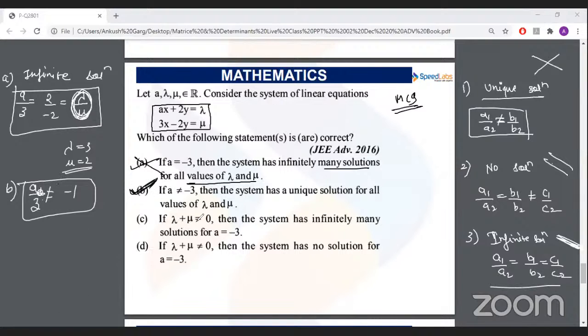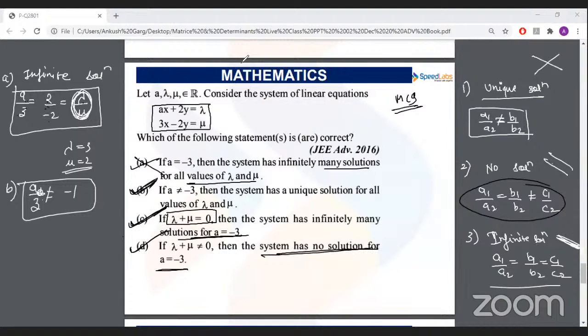What about C? If lambda plus mu is equal to 0, then the system has infinitely many solutions for a equal to -3. Yes, because if a is -3, this will be -1, -1. And if lambda plus mu is 0, lambda will be equal to minus mu, that is also -1. So C is also correct. If lambda plus mu is not equal to 0, then the system has no solution for a equal to -3. Again correct, because these two ratios become equal but the third is not equal, so it will be no solution. So B, C, and D.